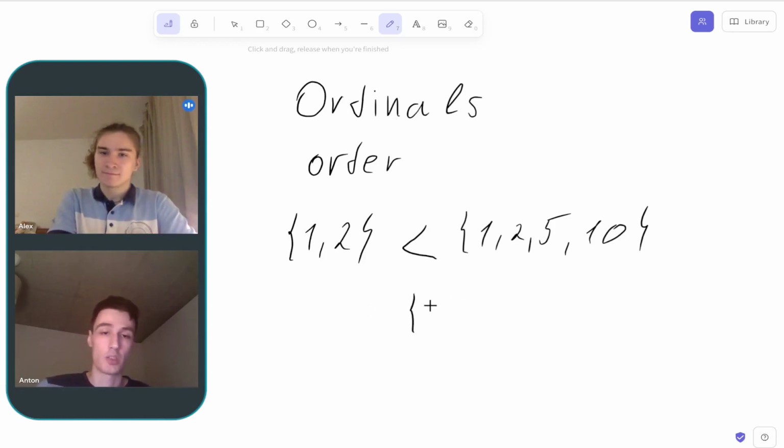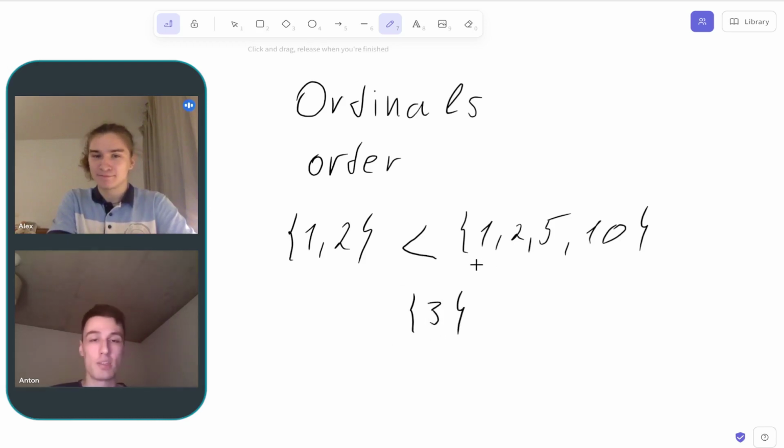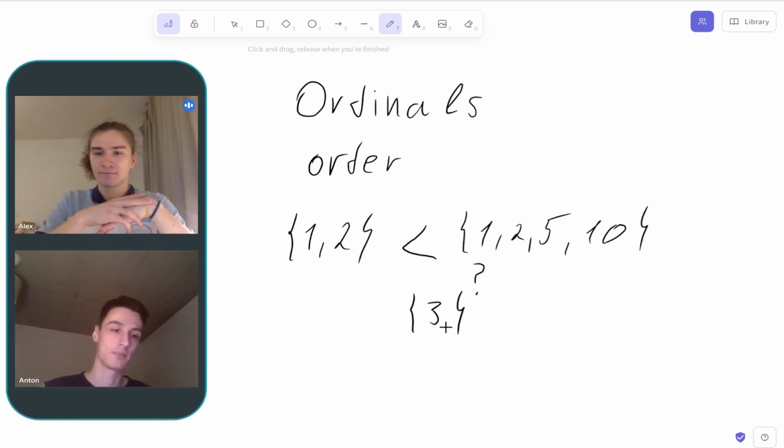So yeah, the good question is: this set containing number 3, is it really smaller than this one? One answer is yes. The second answer is no. Let me argue for both of them. The first one is yes. Why? Well, because the length of this set is bigger than the length of this one, and this is the way to reduce the comparison of sets to the comparison of numbers, right?